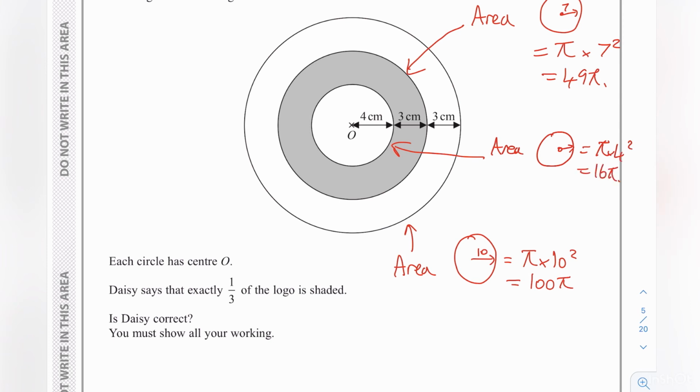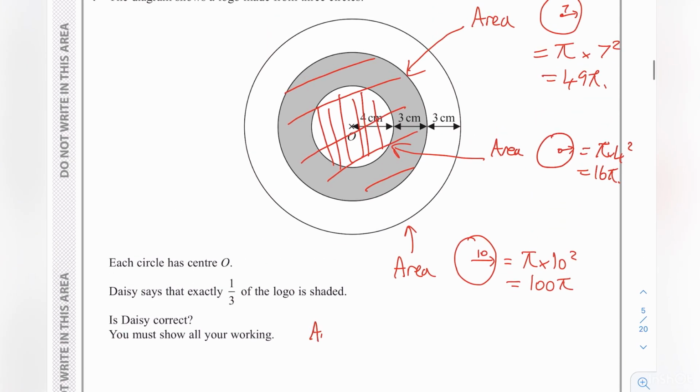To get the area of the grey circle, we would know that it's the area of the entire circle, subtract the area of the smaller circle in the middle, and that's going to leave us with the grey part. So area of the grey is equal to 49 pi subtract 16 pi, which is equal to 33 pi. So now we need to show that it is or isn't a third of the total area. So if the grey area is 33 pi and the entire logo is 100 pi, if we put 33 pi over 100 pi, we can simplify this to 33 over 100.